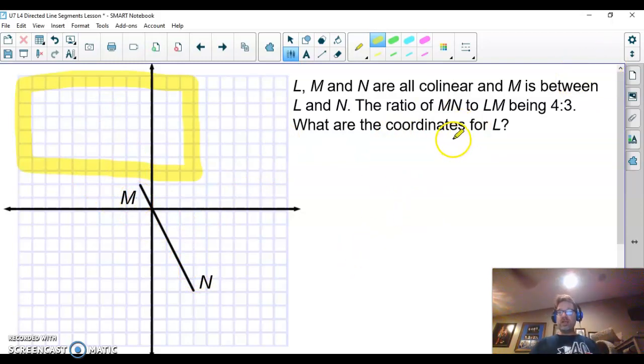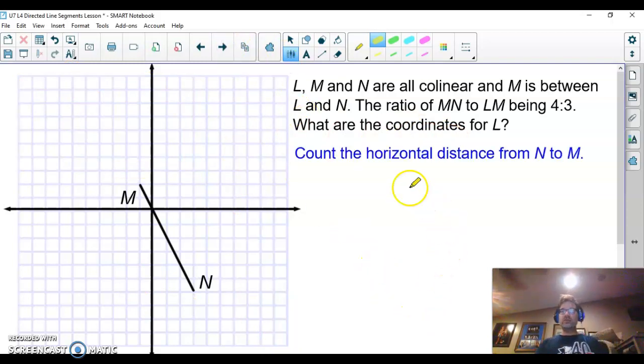The ratio of MN to LM is 4:3. So for every 4 that MN is long, LM is 3 long. So M to N is going to count by 4s. M to L counts by 3s. Let's find out where L is going to be.